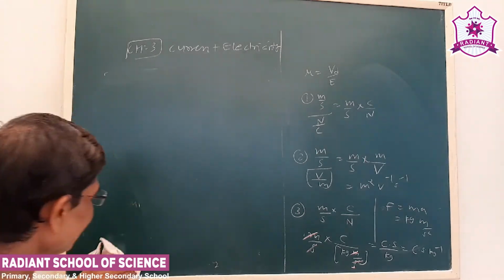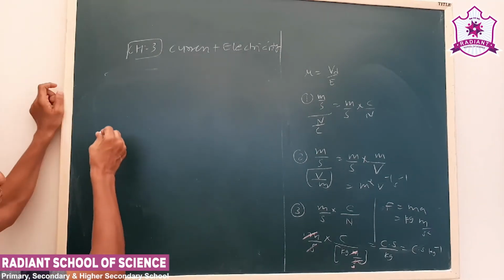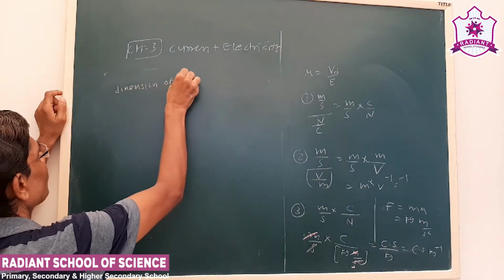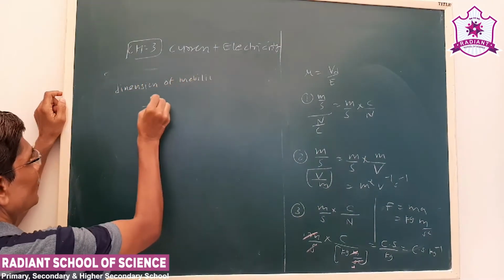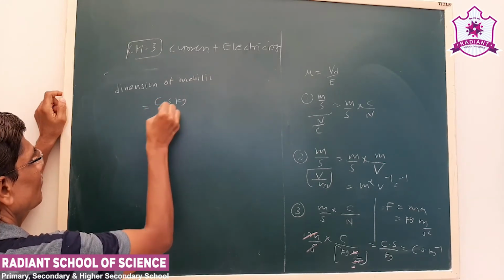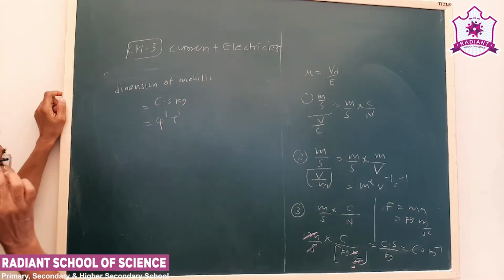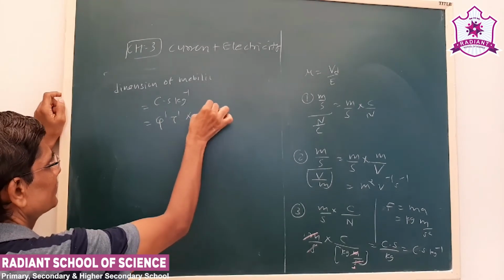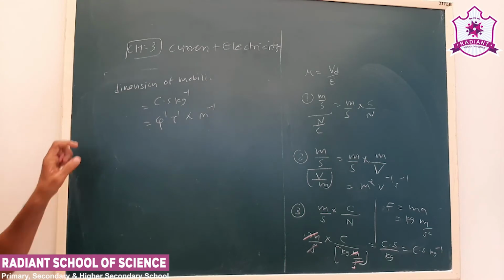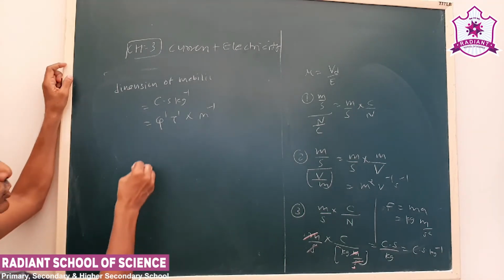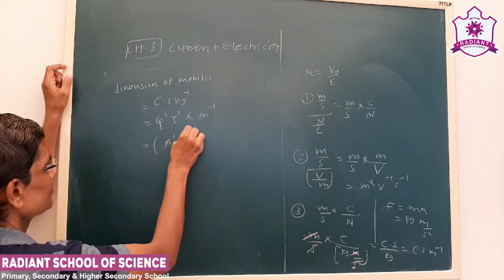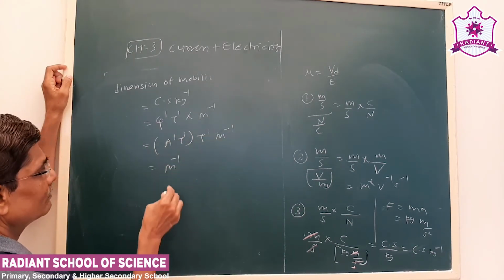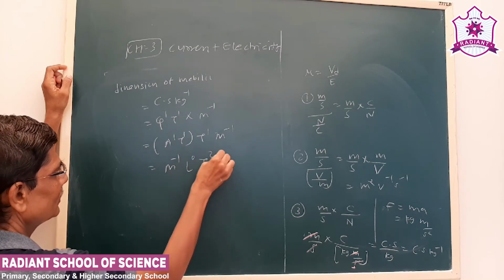Whenever we come across a new quantity, now it is Q1, T1, M minus 1. Okay, kg is mass, M minus 1. Now Q is equal to IT. Now we simplify: M minus 1, L0, T2, A1.